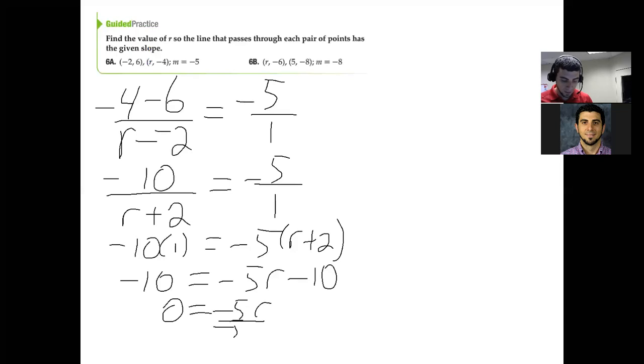Divide both sides by -5. Now again, you can do 0 divided by -5, that's fine. So r equals 0. Okay, so that's the value of r for that problem.